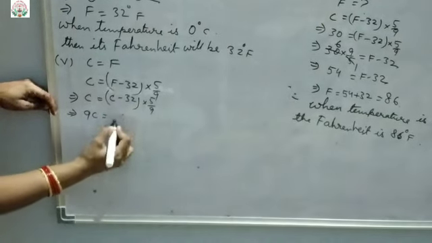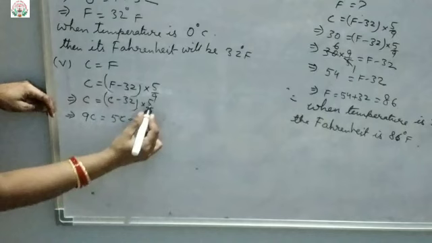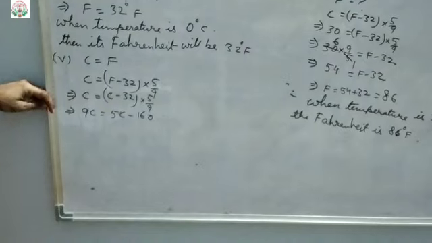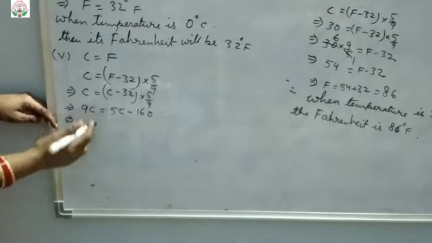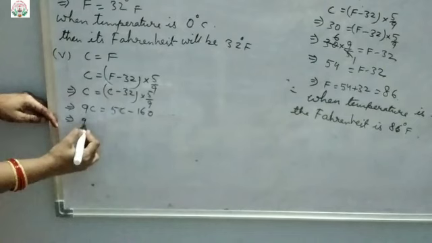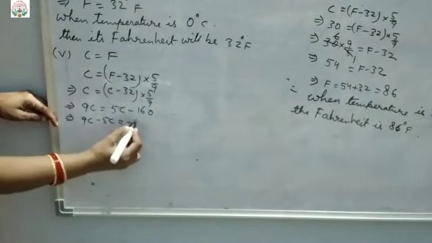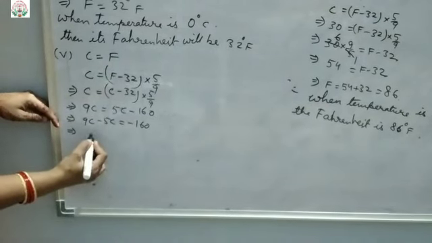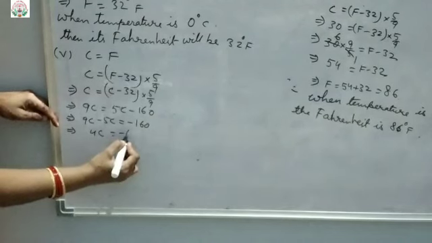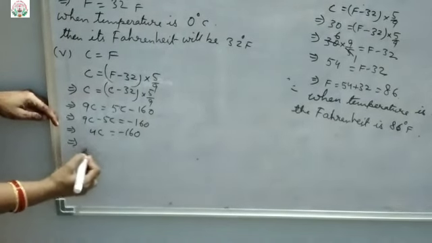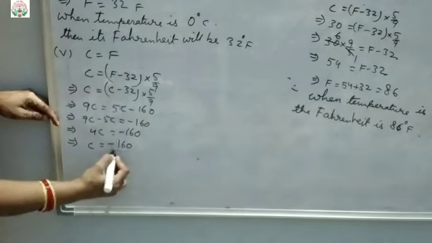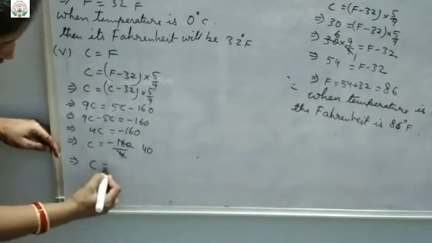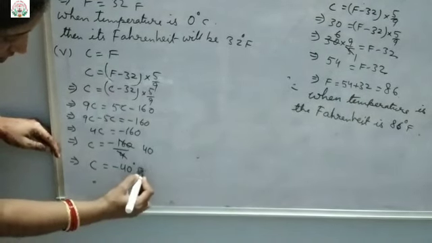So this will be what? 9C equals to 5C minus, how much you multiply this one? 10, 160 implies, now bring this to this side. So what it will be? 9C minus 5C equals to minus 160 implies 4C equals to minus 160 implies C will be equals to minus 160 upon 4. It will be 40. So you can see that C equals to minus 40 degree.